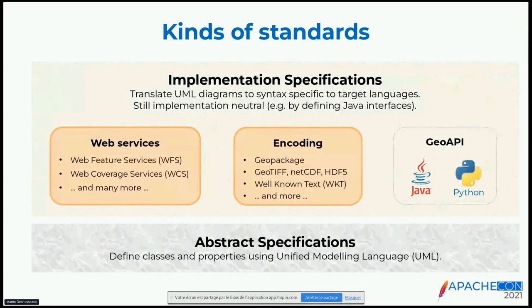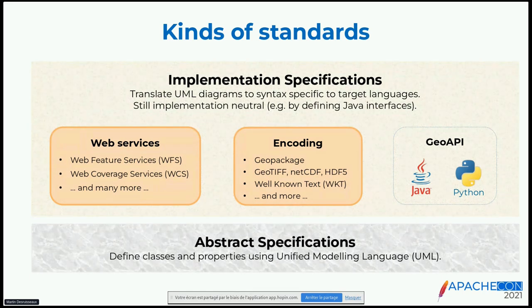And then there is what was called some years ago the implementation specification, which takes the abstract specification and applies it to some more specific context. So it may be web services. I see web services as a kind of implementation specification, where the implementation environment is the web. I am not going to talk about web services today. There are other talks that are doing that much better than I can.